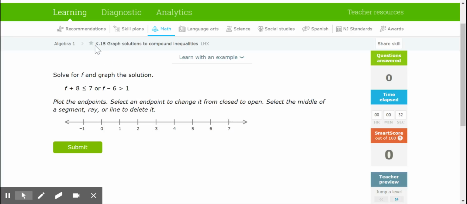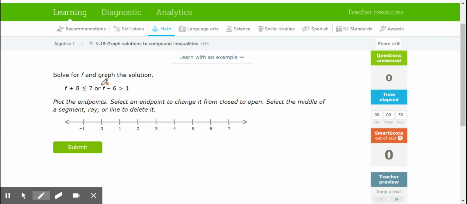Okay, now we're going to be doing K15, which is graph the solutions to compound inequalities. This is just taking it a step further. In K14, we were solving the compound inequalities. Now we're just taking that inequality that we solved for and putting a graph to it. Okay, so we're going to start over here.